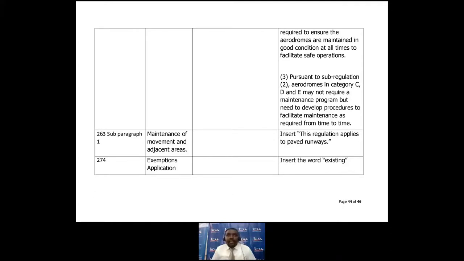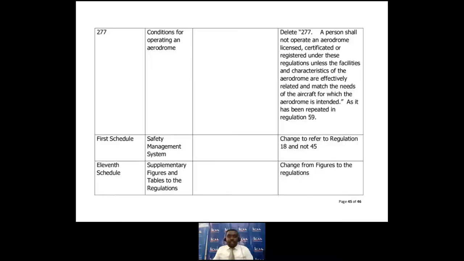Then regulation 263, subparagraph 1, maintenance of movement and adjacent areas. Here we inserted the words, this regulation applies to paved runways. And then on exemption application, that is regulation 274, the word existing was inserted. Regulation 277, conditions for operating an aerodrome. This regulation was deleted.